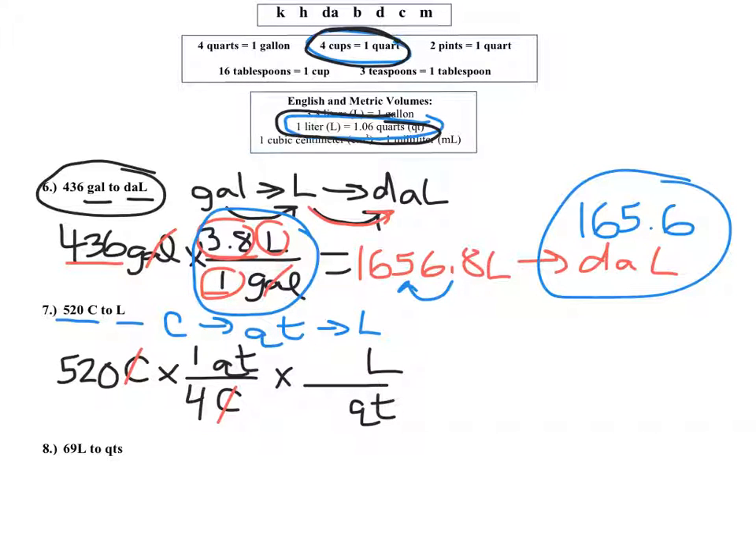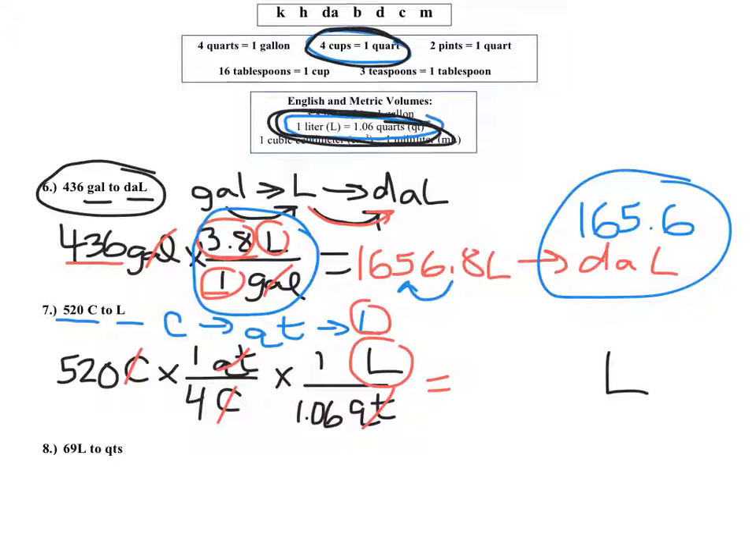Why is quarts on the bottom? Remember, when they're at the top and bottom, their units cancel, and you'll be left with liters, and that's what you're hoping to get. So let's make sure that that happens. For every 1 liter, there's 1.06 quarts. And again, I got that from this conversion factor up here. Now that I'm left with liters for my units, I just have to do my math.